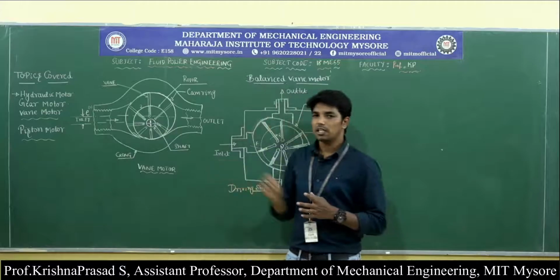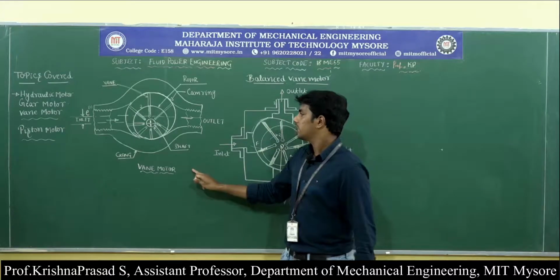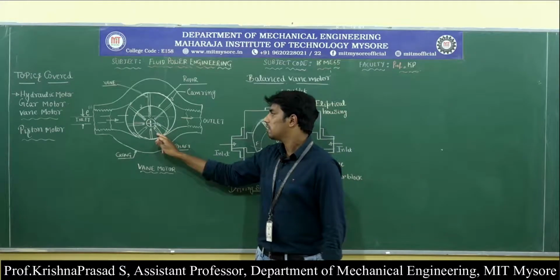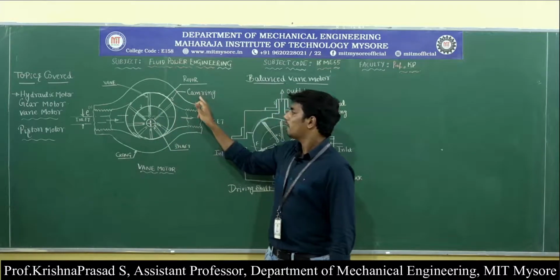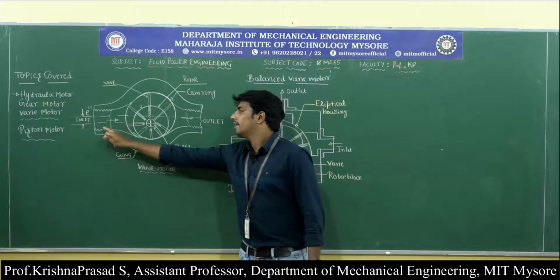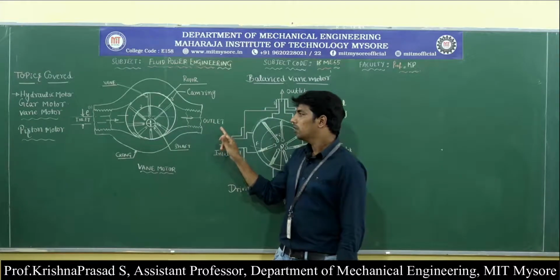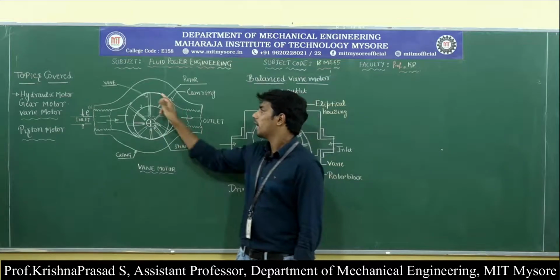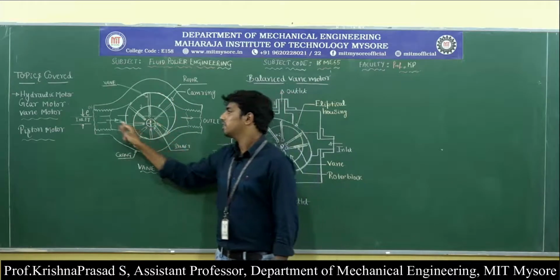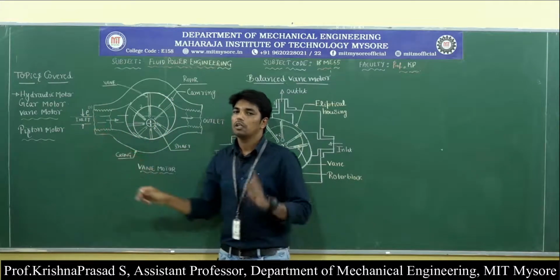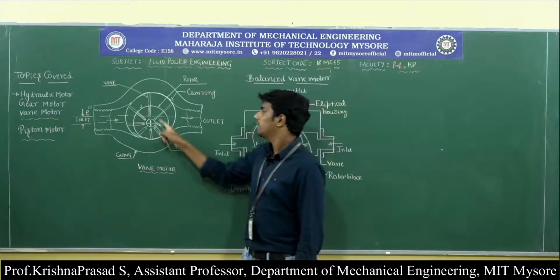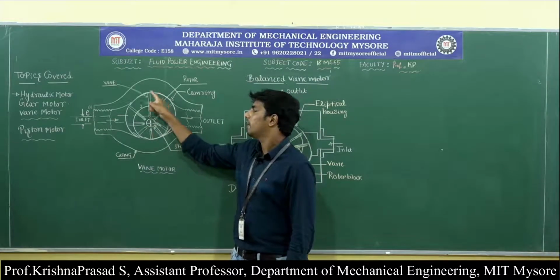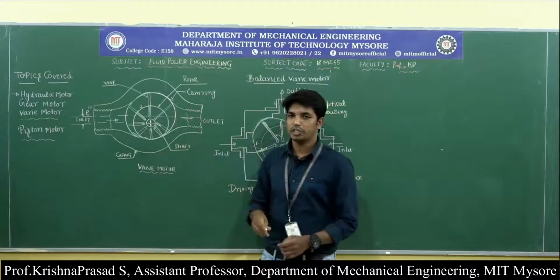I repeat, what is the construction of the vane motor? It mainly consists of the rotor, rotor slots, radial vane, camring, casing, inlet and outlet port. Very important, the center line of the rotor and the center line of the camring are not the same, hence eccentricity is achieved. Also very important, the radial vanes are always in contact with the camring during rotation.